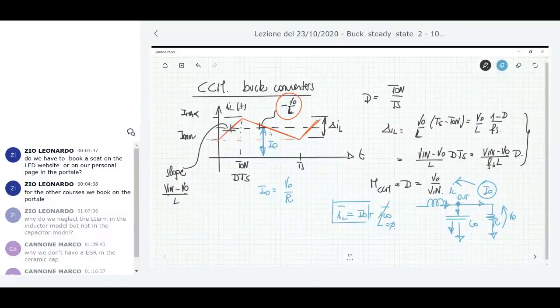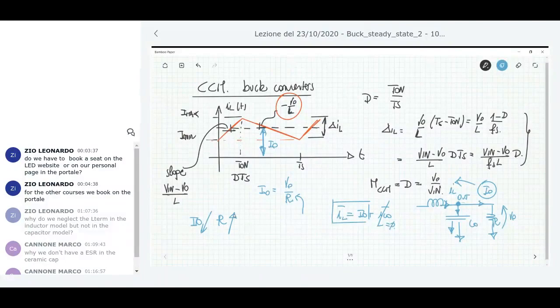So what happens if we change, for example, the resistance? If the load resistance changes, for example, if the load resistance increases, what happens to the output current Io? If R is increased, the output current is decreased.